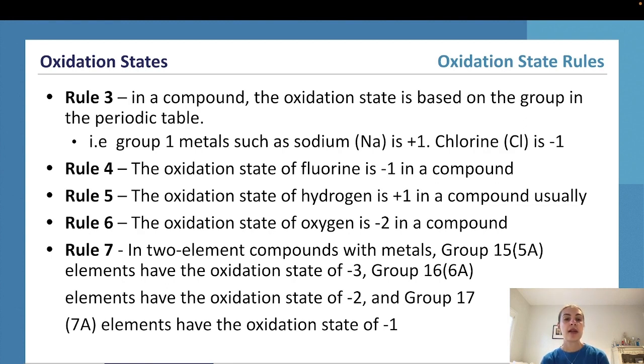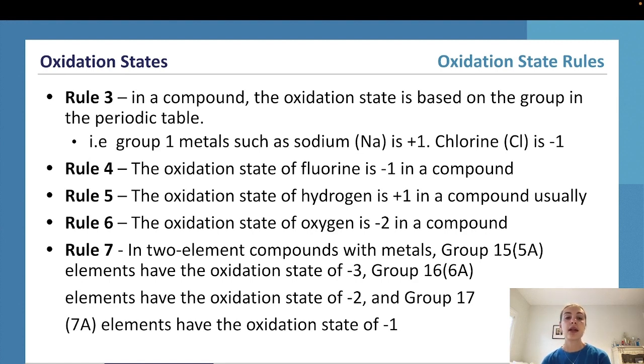Rule number 5 is that the oxidation state of hydrogen in a compound is going to be +1. And so that differs from rule 3, because rule 3 tells us that group 1 metals like sodium are going to have a +1 charge. And so hydrogen is not a group 1 metal. It exists in a gaseous state, and so that's why that's quite clearly specified for rule 5, because although it fits in group 1, it's not considered a group 1 metal, so it's kind of given its own little thing.